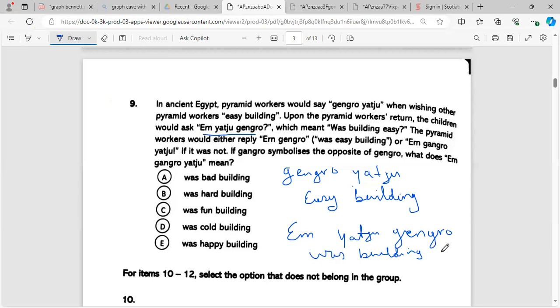So I think it's B. I think it's A. It was easy, it was hard. Yeah, it was B. Alright. Same thing. Alright, so we have the two of them here, guys.